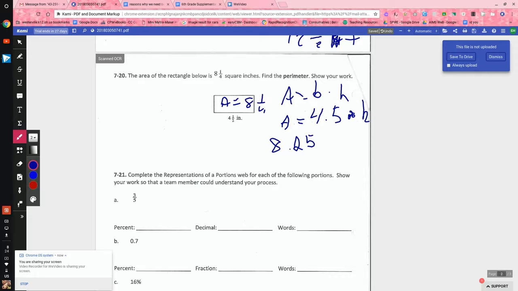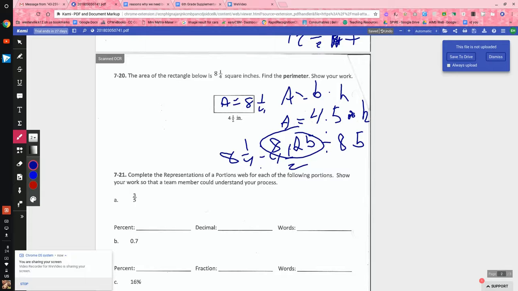Now we can do a little keep change flip, because what's the opposite of multiplying is dividing. So if I was to define this, I could do my 8 1/4 divided by my 8 1/2. Then again, if I wanted to keep change flip, I could revert this back to a fraction to keep change flip. So I'd have that 8 1/4, keep it, change it, flip it.